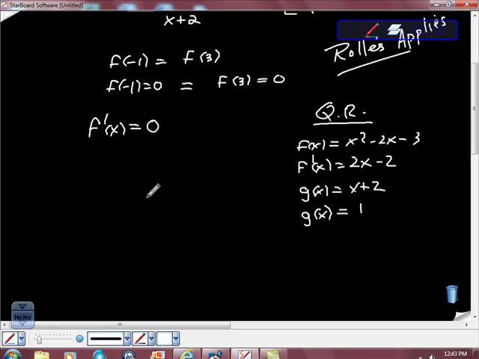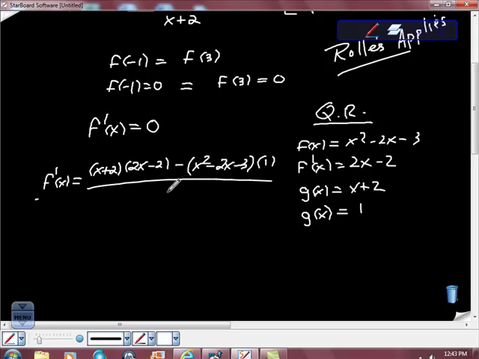Then I'm going to fit this into the quotient rule, and I'm going to say that f prime at x is equal to x plus 2, right? Which was g of x times f prime at x, which is 2x minus 2, right? Minus x squared minus 2x minus 3. That's f of x times g prime at x, all over g of x squared, x plus 2 squared.